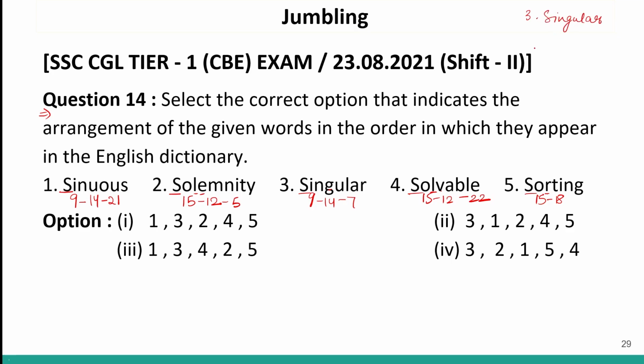Then after this, the next word will be sinus. Then after this, the next word will be solemnity. Then after this, the next word will be solvable. And then after this, the next word will be sorting. So the correct sequence will be 3, 1, 2, 4, 5. 3, 1, 2, 4, 5 is given in option number 2. So option number 2 will be the correct answer.